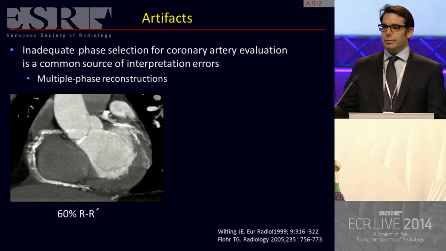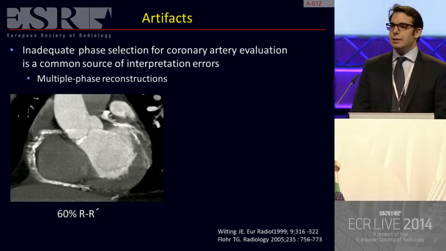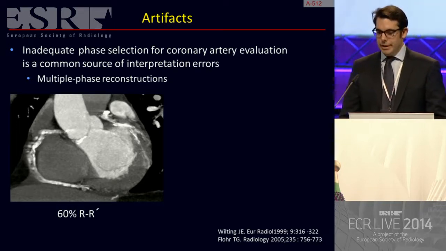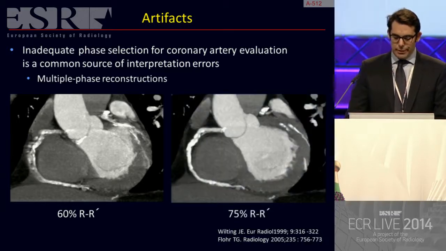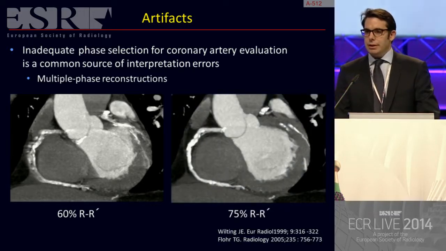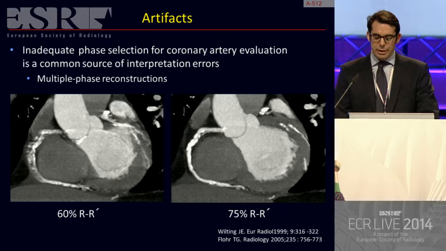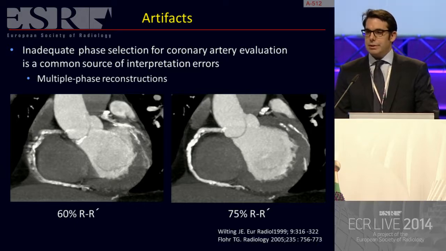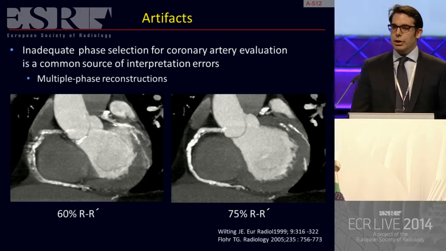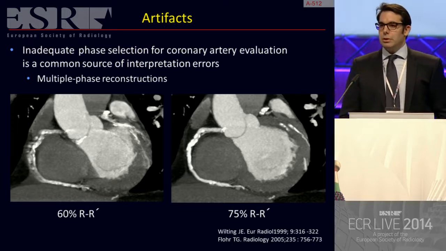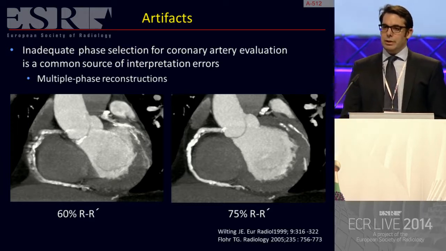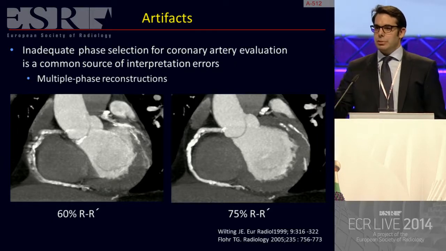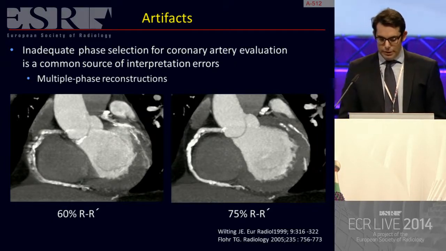And when you start doing the reconstructions, suddenly you realize that maybe that's not the best phase. In fact, when we corrected, it was 60% of the RR interval. When we evaluated the vasculature in another interval, 75%, this is what we found. So the most common artifact, I would say, when the study has been very well done, is that if we don't choose the correct phase, be careful with that.